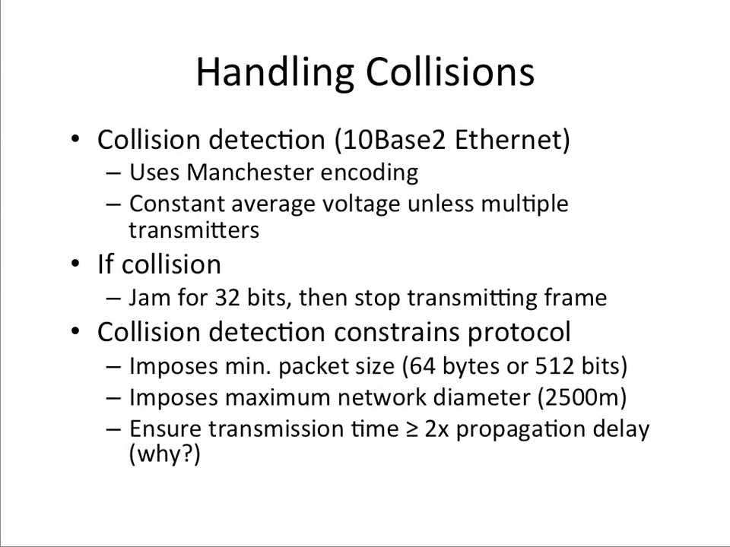So why do you have a minimum packet size? And why do we have maximum network diameter? Yeah, so to detect collision. Because we hard-coded the network. Yeah, and these standards actually hard-code these numbers, right?